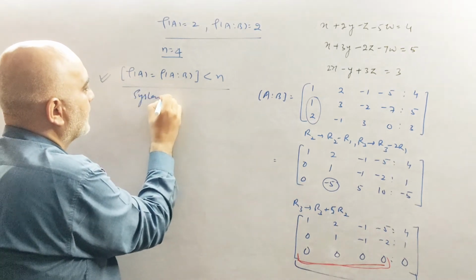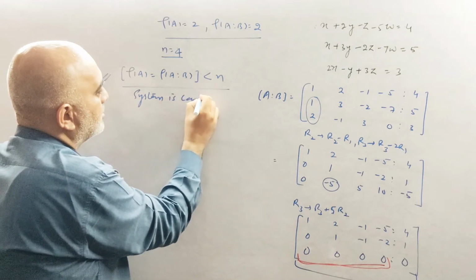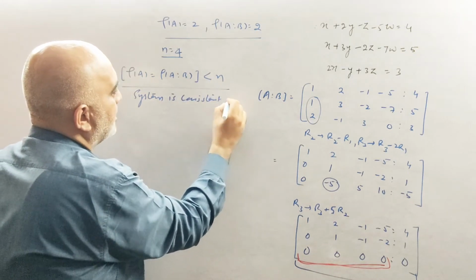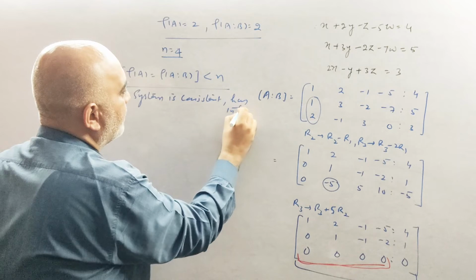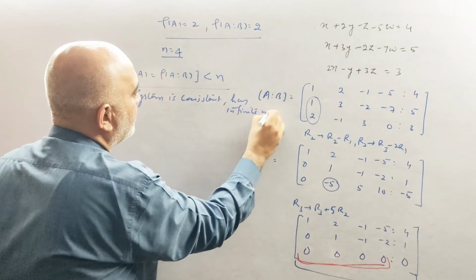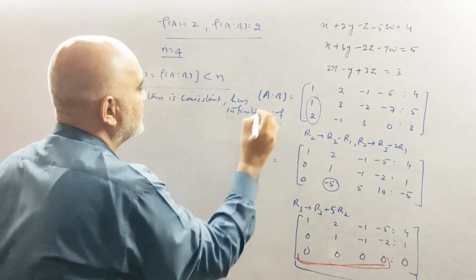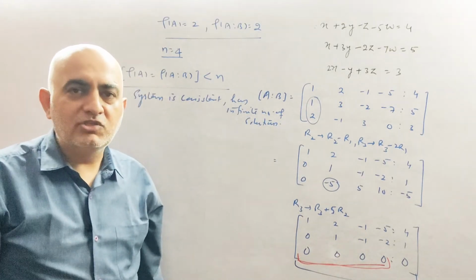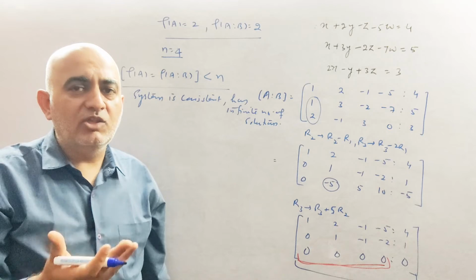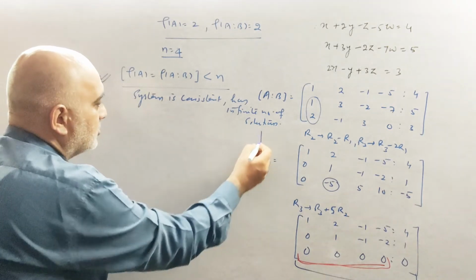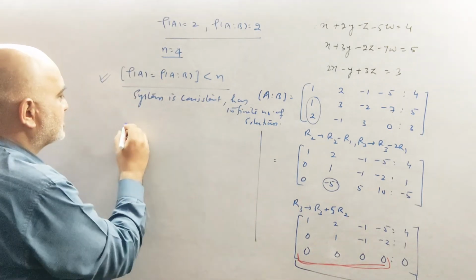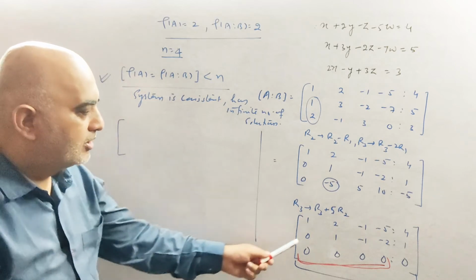The system is consistent and has an infinite number of solutions. And if infinite solutions come, what will you do? For that, we have to write the system again in that form.